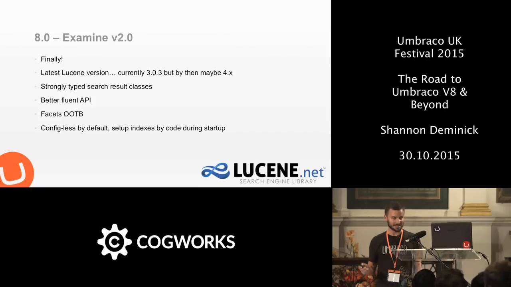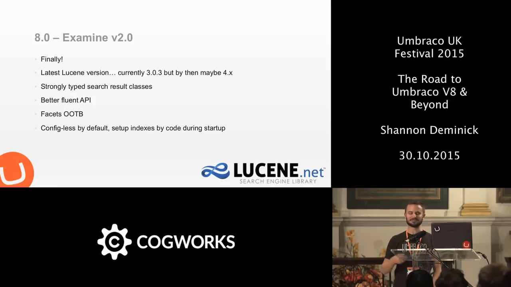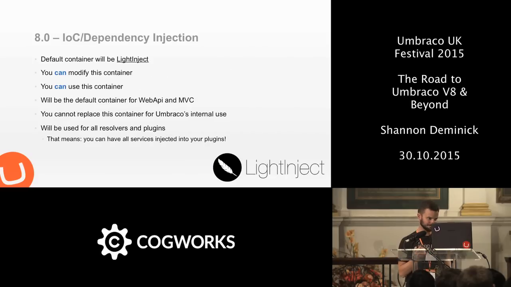And the cool part that I like about this is right now, Examine config is a bit annoying. There's lots of fields everywhere. There's a lot of stuff you need to do, and it would just be much easier to create indexes on startup with C# because it's a lot more intuitive to do so. So by default, Examine v2 will be configured by code. We'll still support the config way, but to do it via code is just way more fluent, way more flexible, and it gives you some better APIs.